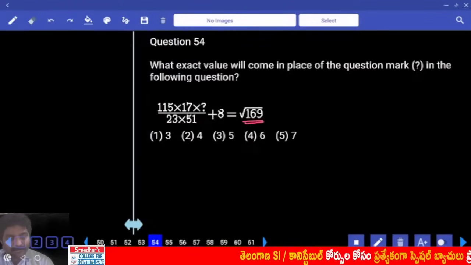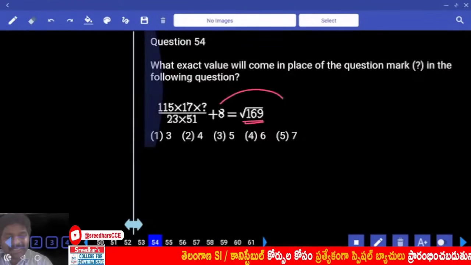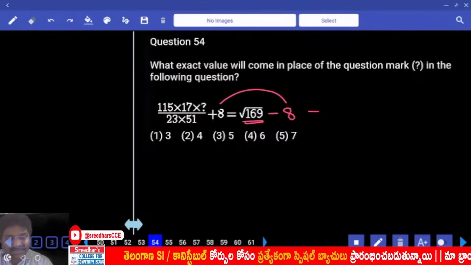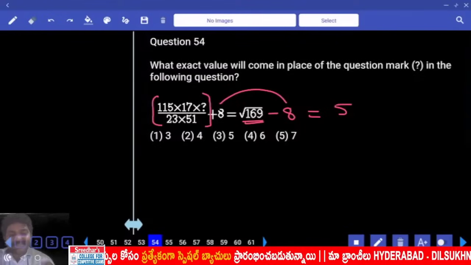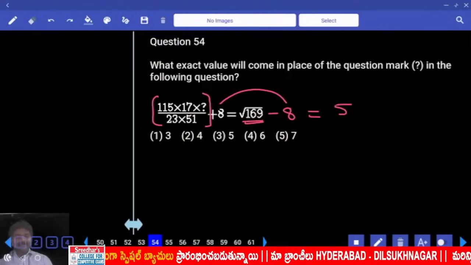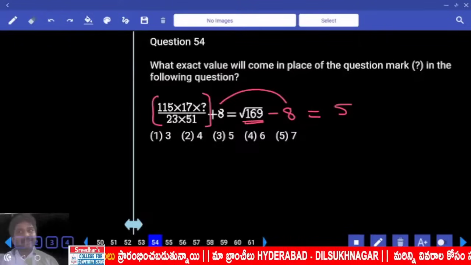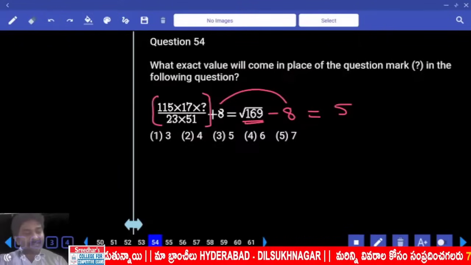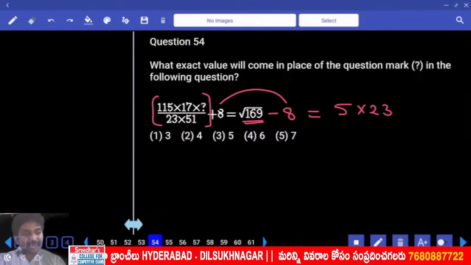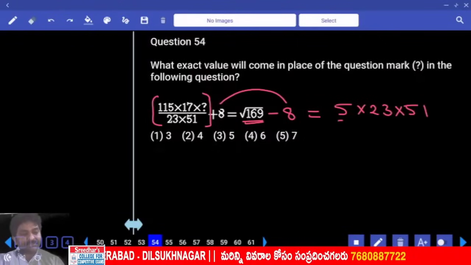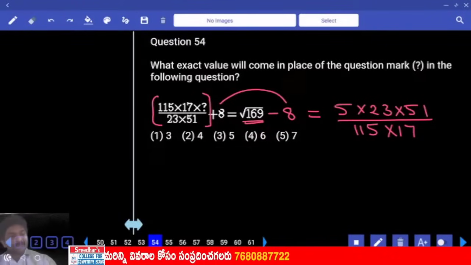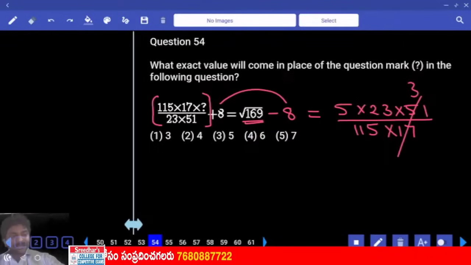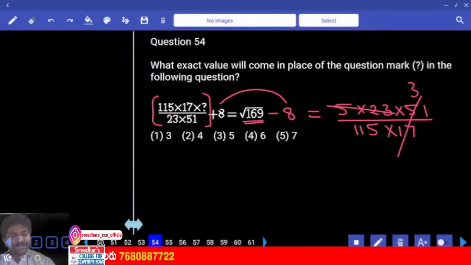How much is this? First of all, let me take plus 8 to the right hand side, becomes minus 8. How much is this? 5. And now this number is equal to 5, correct? Okay. So now take x left hand side only and take other numbers to right hand side. Into 23 into 51 divided by 115 into 17. Okay. 17 immediately. 23, 5 times 115 cancelled.